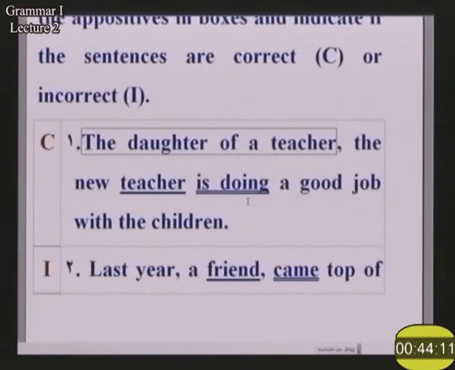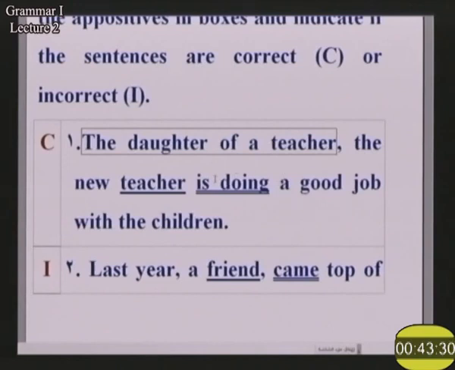The daughter of a teacher, the new teacher is doing a good job with the children. طيب the daughter of a teacher, and then you have a comma, the new teacher is doing a good job with the children. ما دام أنا عندي comma يبقى الجزء اللي قبل الكوما ده is not the subject, it's an appositive. The subject is the new teacher, وطبعا the new teacher, الكلمة الأساسية هي teacher, is doing a good job with the children.